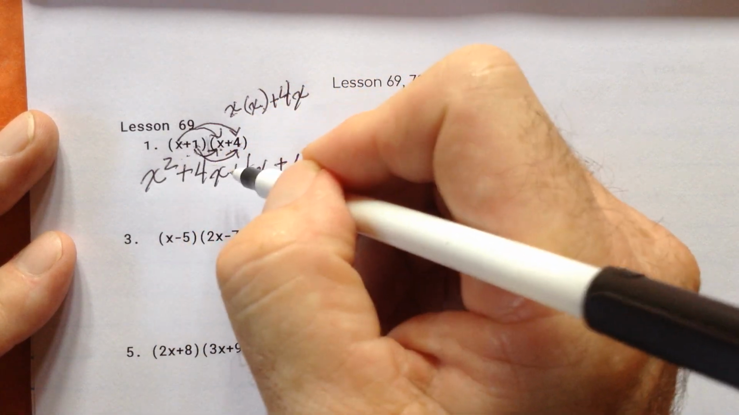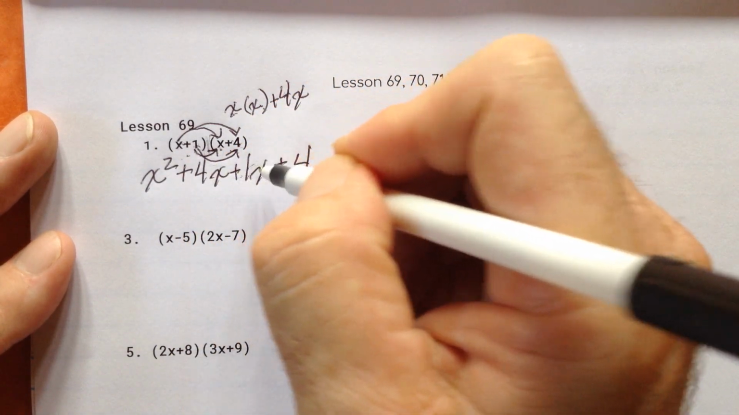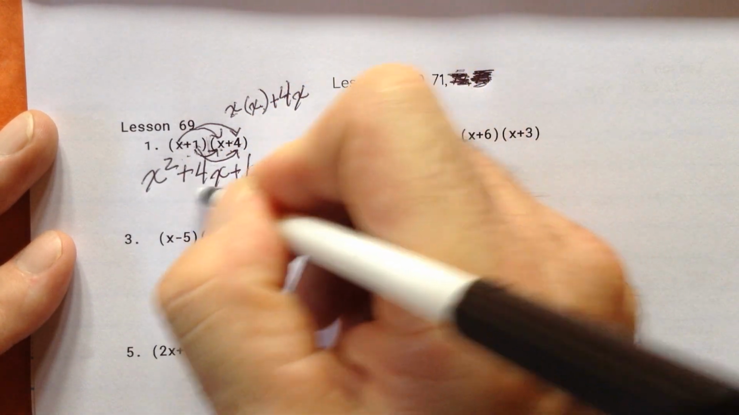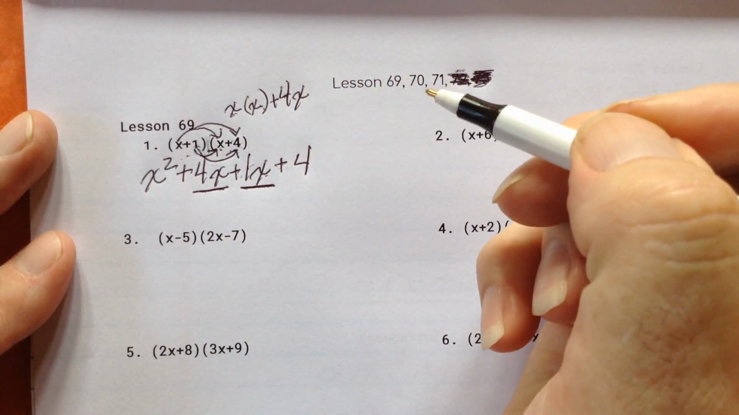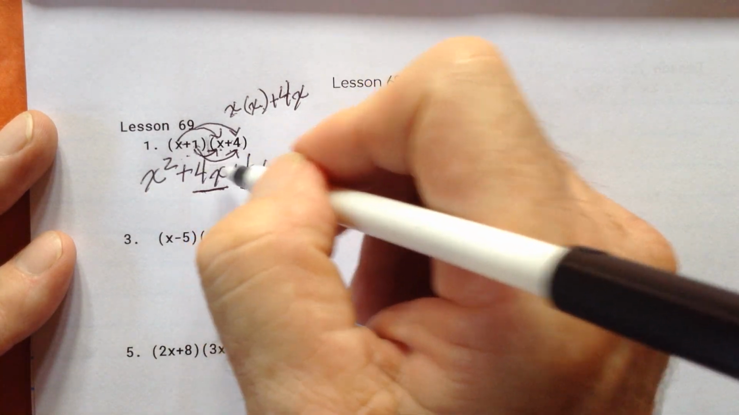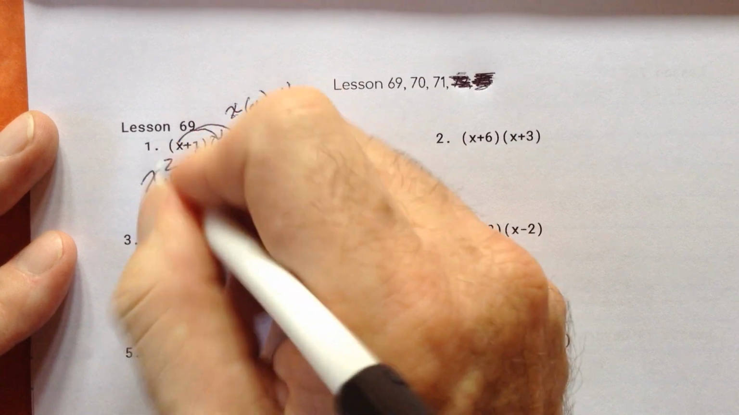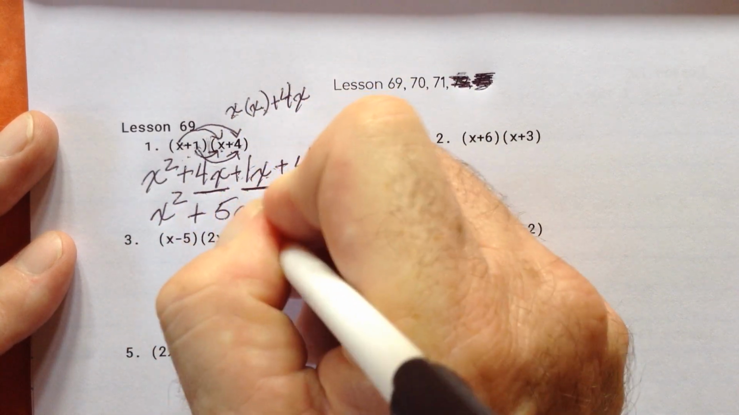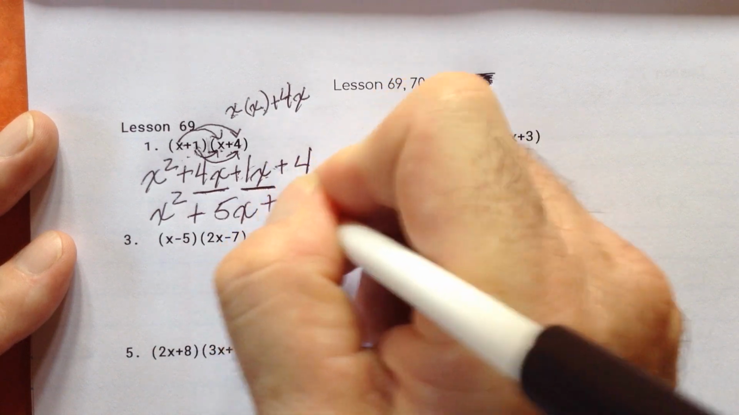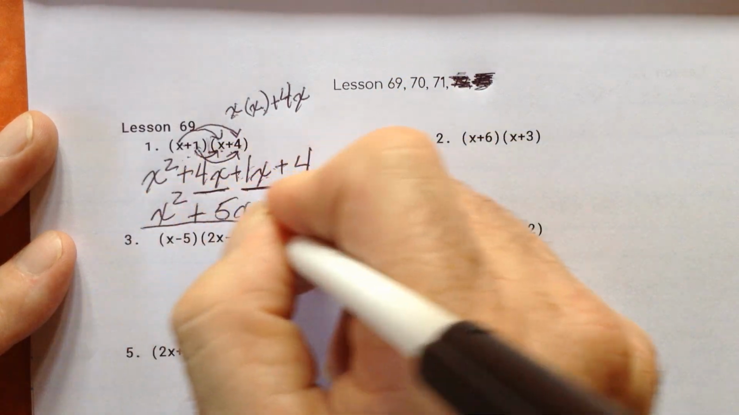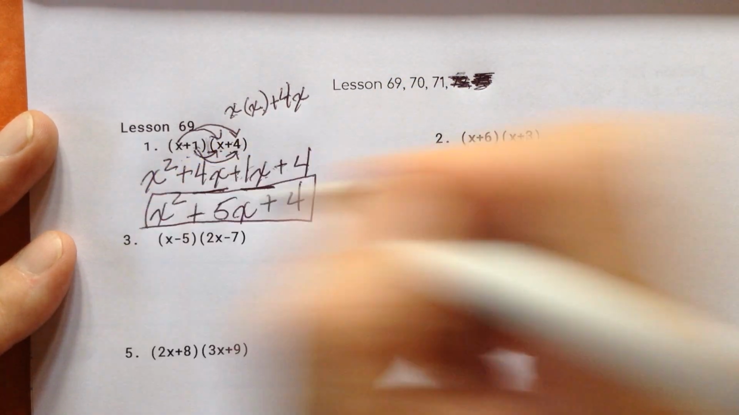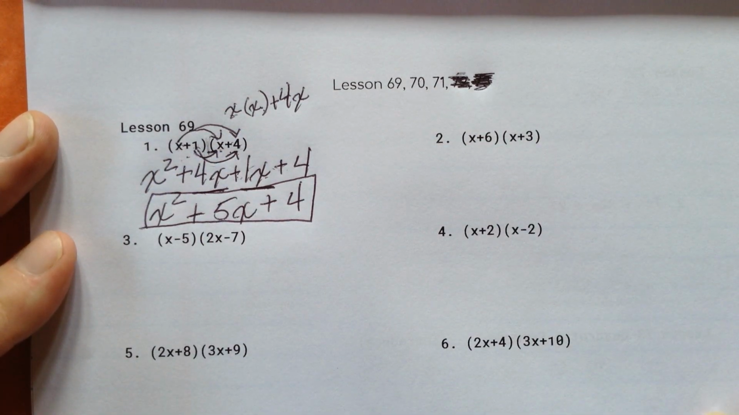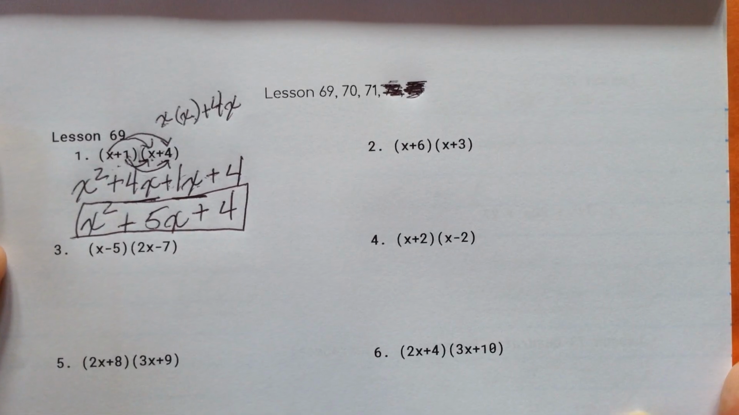Okay, so I got x squared plus 4x plus 1x plus 4. So now I can add my like terms. Okay, so I can add the 4x and the 1x. So here I got x squared plus 5x plus 4. Okay, and this will be the answer right here. It's not too hard once you see it.